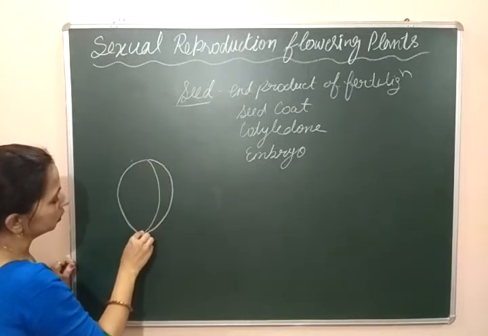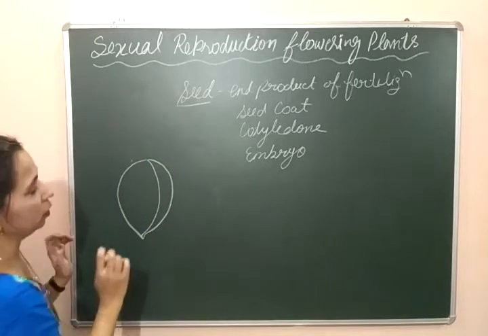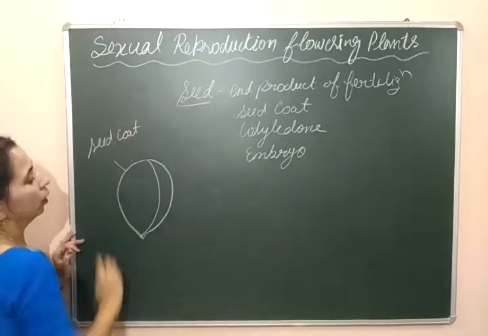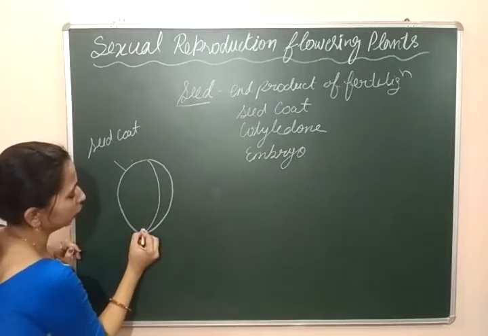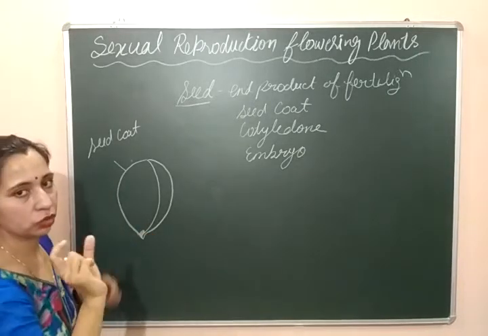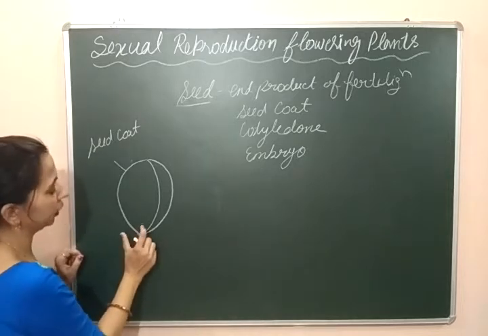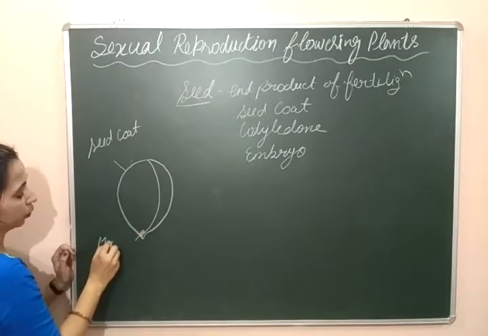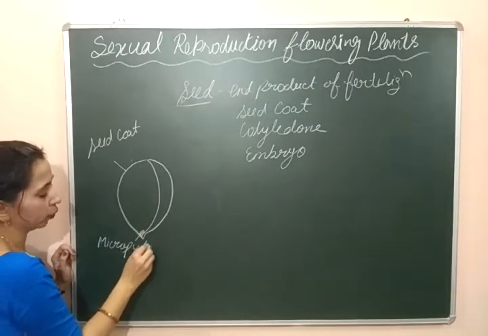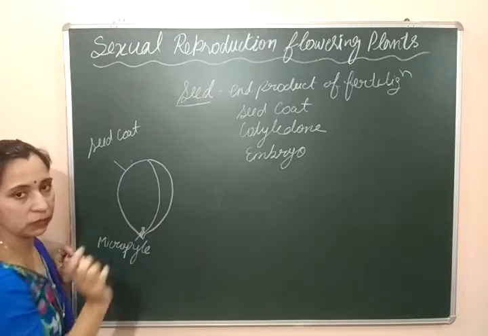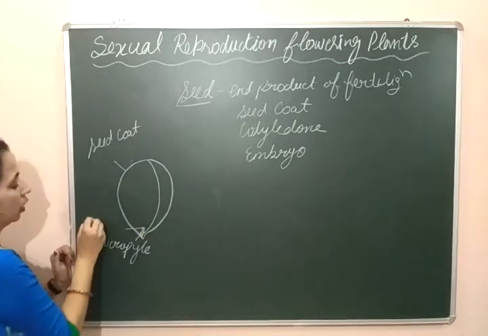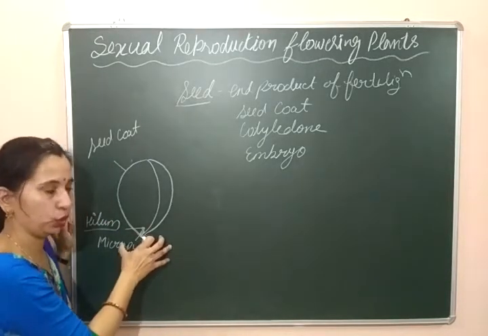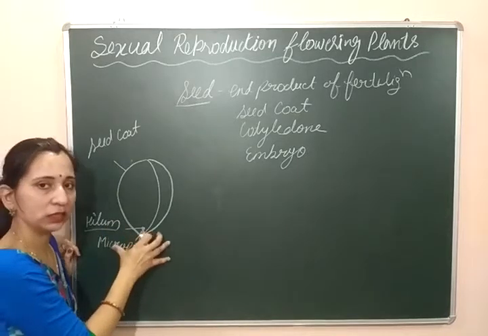This is the dicot seed. In the case of a dicot seed, we see that this is the outermost covering, that is the seed coat. In this seed coat, a scar-like or hole-like structure is found. That scar or hole is known as the micropyle. Above the micropyle a scar is found, that is the hilum. This is the place by which the seed gets attached inside the ovule.